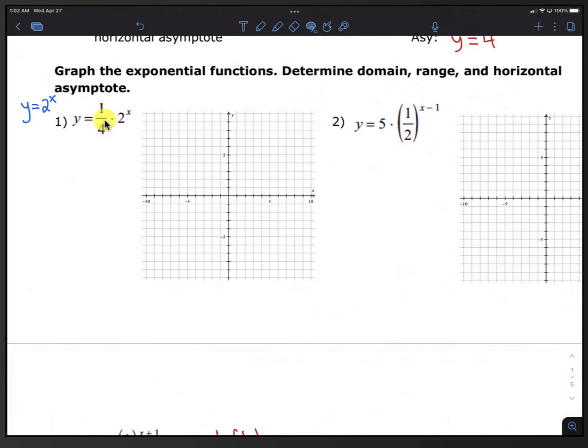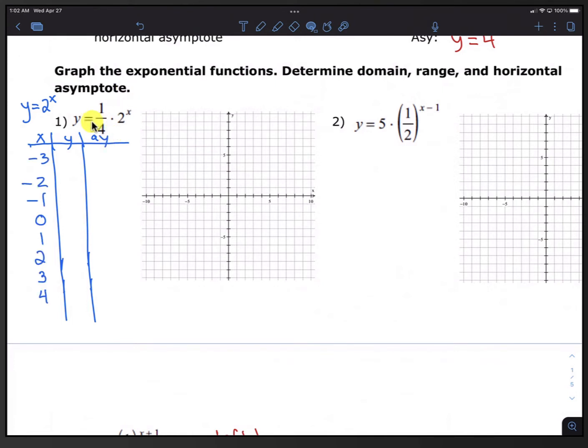Let's go ahead and make a table for this. We're going to choose our x's first because this is an exponential equation. We'll plug in the x values to get y, and then we'll take all of the y values and multiply by 1/4 to get the ay column. So our x's, let's go from -3 to 3. Maybe we'll go one more, -3 to 4.